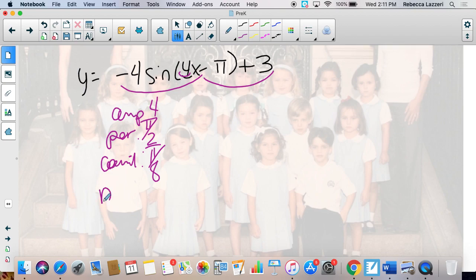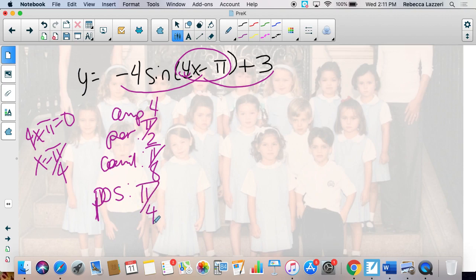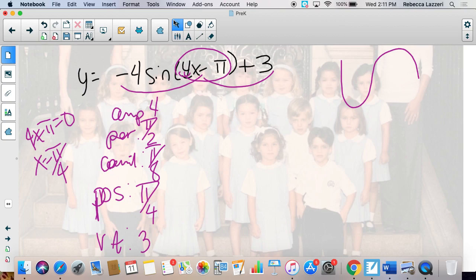To find your phase shift, set 4x minus pi equal to 0. Are y'all okay if I just do it in my head? I added pi and divided by 4, so I get pi over 4. That's the phase shift. And what's the vertical translation? 3. So I have a graph that you already knew how to do, and it's going to move right and up. All right, so let's do that.